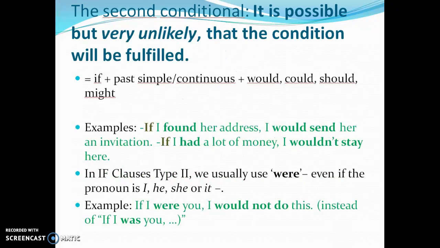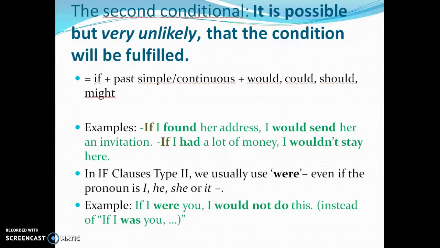The second conditional refers to a situation where something is possible but very unlikely that the condition will be fulfilled. In this case, you construct a sentence by using if and the past simple or continuous, plus would, could, should, or might. For example, if I found her address, I would send her an invitation. If I had a lot of money, I wouldn't stay here.